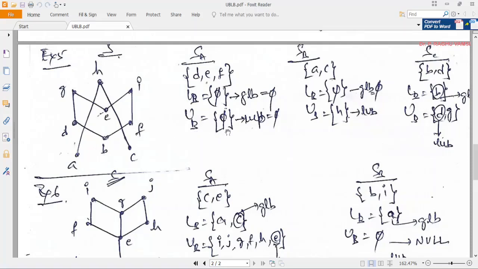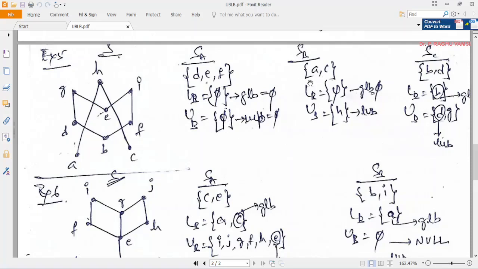While coming to the upper bound, from F, what can be reached? I can be reached. From F only I can be reached, but from I nothing can be reached. From D, G can be reached, but G and I are not connected. From E we can reach I. So that is the reason the upper bound will become null.